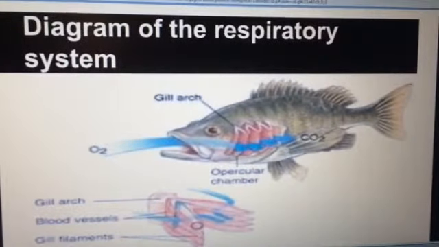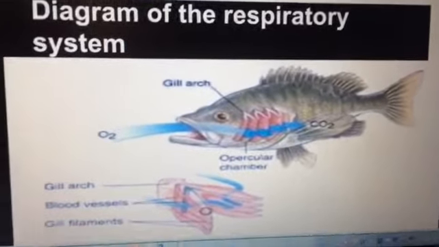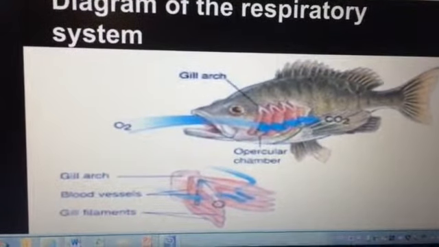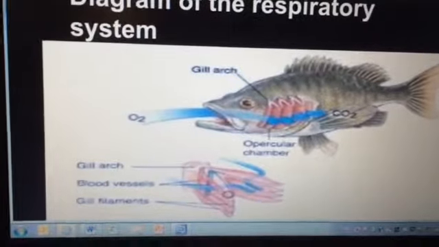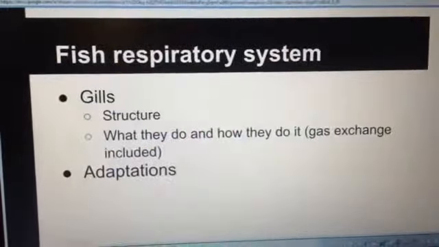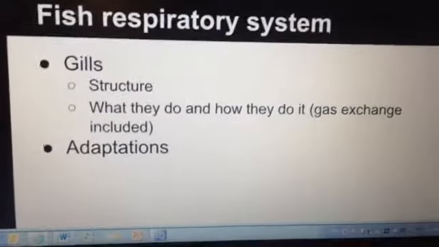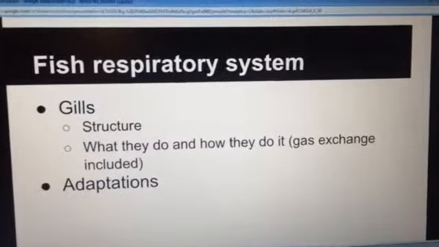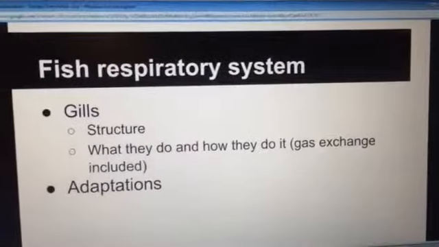The oxygen then goes through the opercular chamber, and you can see it contains the gill arch, blood vessels, and the gill filaments. The gills contain many filaments. Each filament is covered in lamellae.